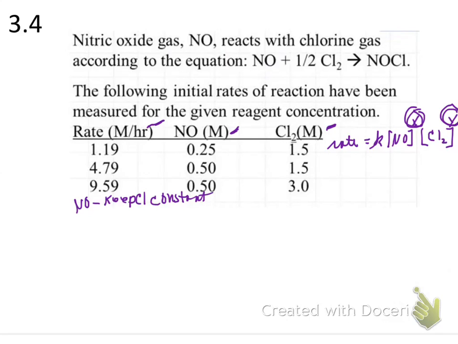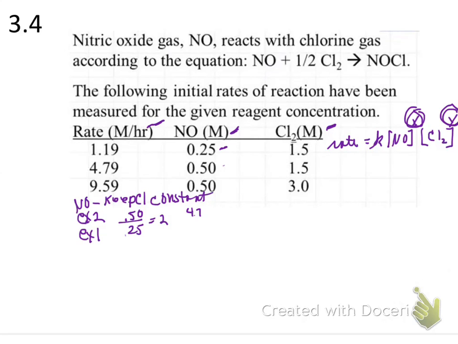If I want to look at what's happening as I adjust the concentration of NO, I want to find an experiment where I'm keeping chlorine constant and perhaps doubling NO. I can do that using experiment 2 and experiment 1. If I look at the ratio of my concentrations, in experiment 2 I have 0.5, in experiment 1, I have 0.25 molar. If I divide those, I get 2.